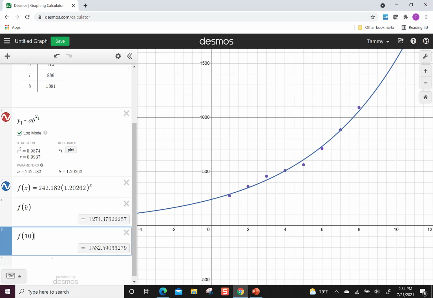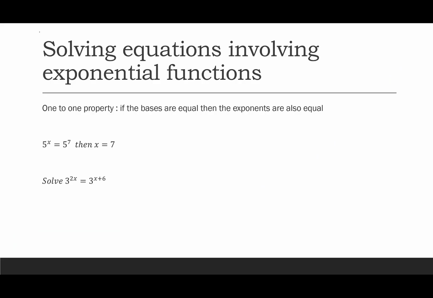So however you are asked the question with how many decimal places, that's what you want to enter. The last thing we want to do is review how to solve exponential equations, and these will be kind of simple. We're keeping it to a certain kind right now. We'll do some more after we've done logs. So we're basically going to stick to the one-to-one property.